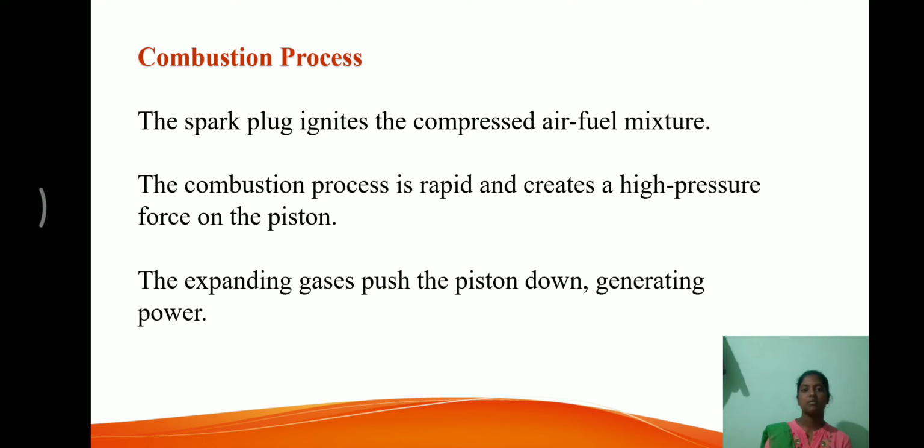Next, coming to the combustion process. This is a very important process. The spark plug ignites the compressed air-fuel mixture. The combustion process is rapid and creates a high pressure force on the piston. The expanding gases push the piston down, generating power.